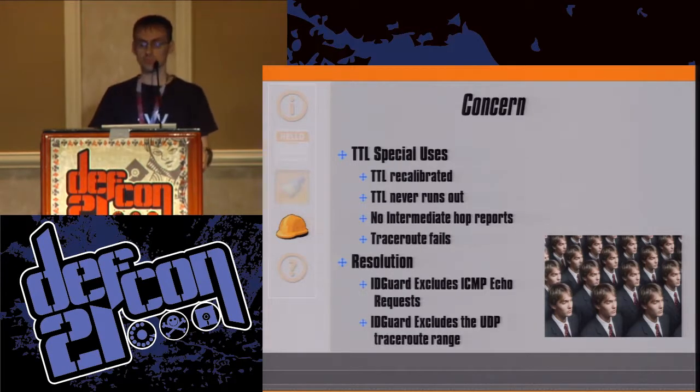Then there is the concern of TTL special uses. The TTL is recalibrated. 1 becomes 254, 2 becomes 253. The TTL, time to live, never runs out. Therefore, no intermediate hop reports and traceroute fails. The resolution, ID guard excludes ICMP echo requests from the TTL transformation. And then ID guard excludes the UDP traceroute range from all TTL transformations. Problem solved.